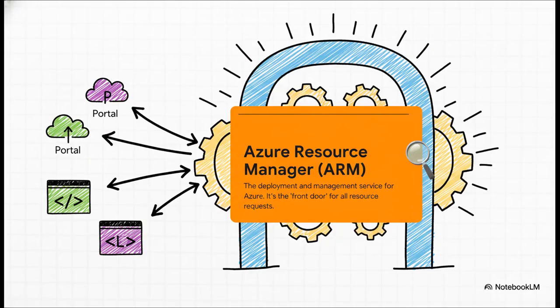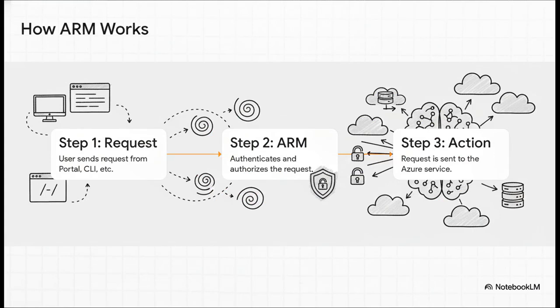And the engine that makes all this possible is the Azure Resource Manager, or ARM. Think of ARM as the front door to Azure. Every single request you make, whether it's a click in the portal, a PowerShell command, or a CLI command, has to go through ARM. So how does it work?